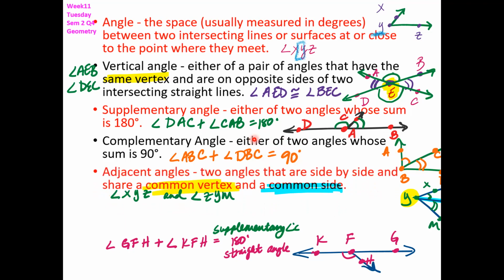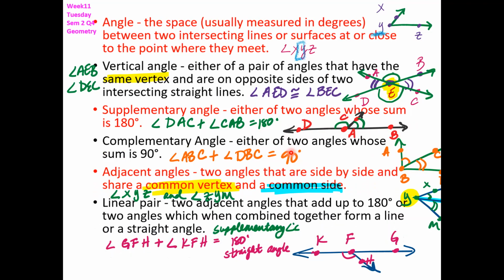Next word is adjacent. Adjacent is when you have two angles and they share a side. Like, for example, ABC is adjacent to CBD, or CAD is adjacent to CAB because they're sharing the side right here. Do you see that?